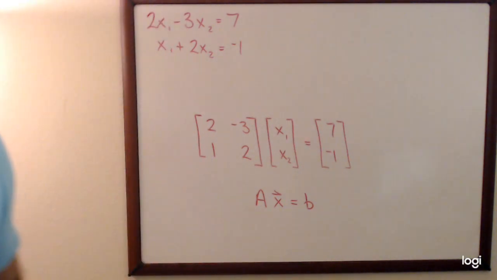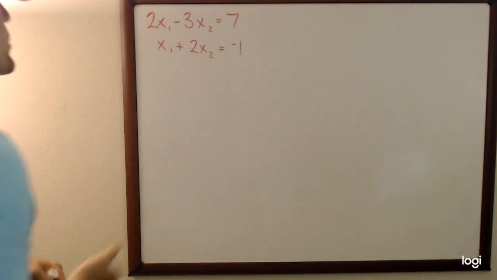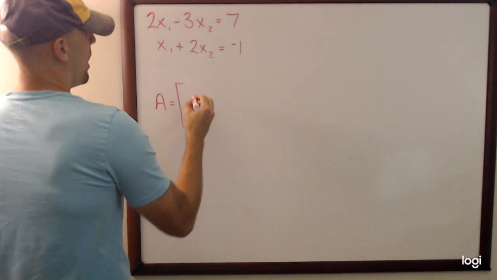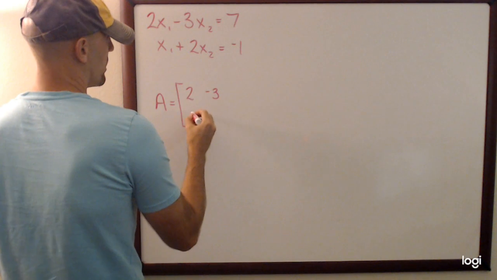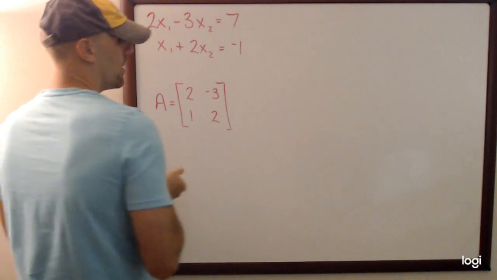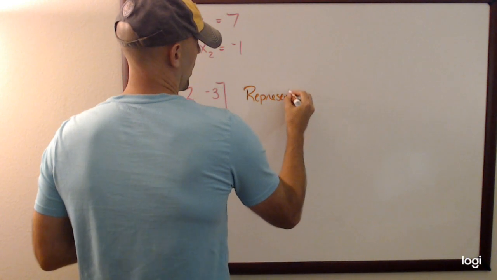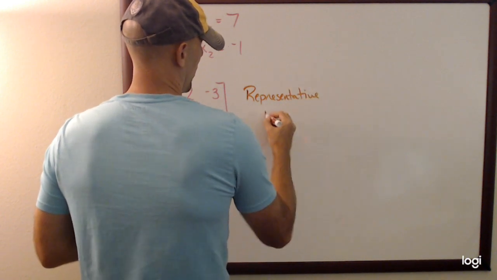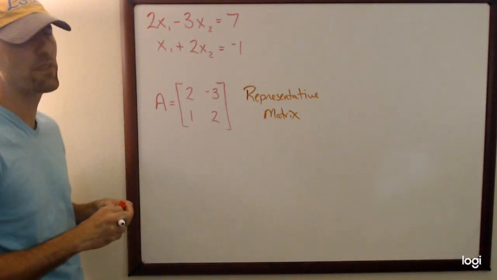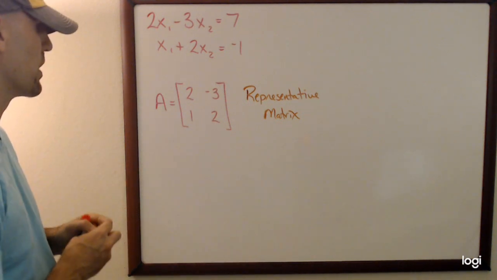Okay, and these are going to be the most important things for us over the next few sections. So I'll define two things. One, I'm going to define a matrix A. This is just my coefficients. I'm going to call this my representative matrix A. These are also called coefficient matrices sometimes. I can't remember right now which one your book uses. It doesn't really matter.